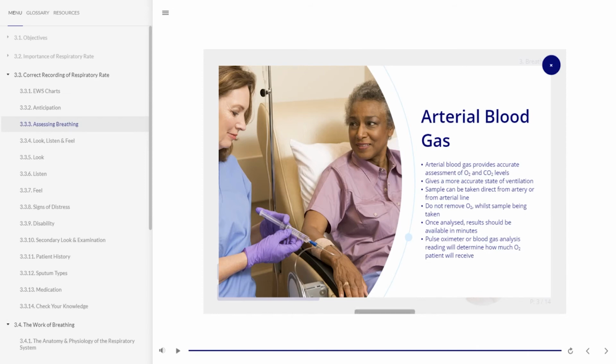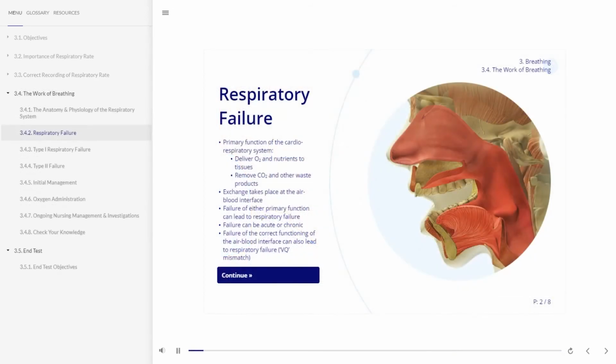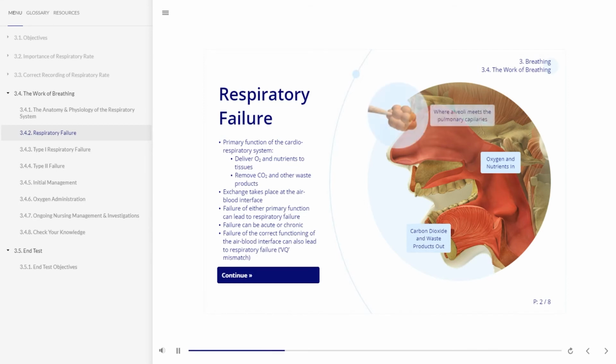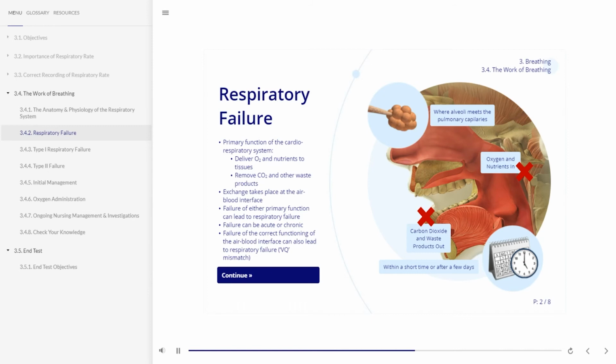The primary function of the cardiorespiratory system is to deliver oxygen and nutrients to tissues and to remove carbon dioxide and other waste products. The exchange occurs at the air-blood interface where alveoli meet the pulmonary capillaries. If either or both of the primary functions are not working correctly, then respiratory failure can occur. Failure can either be acute or chronic. An acute failure can occur within a very short time, or up to a few days after the initial problem.